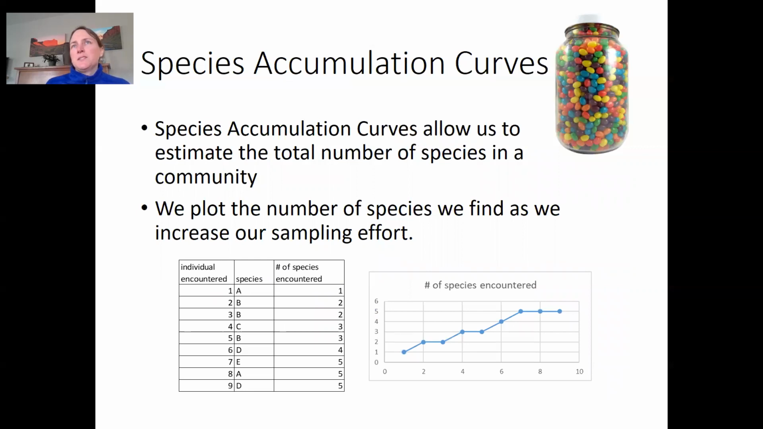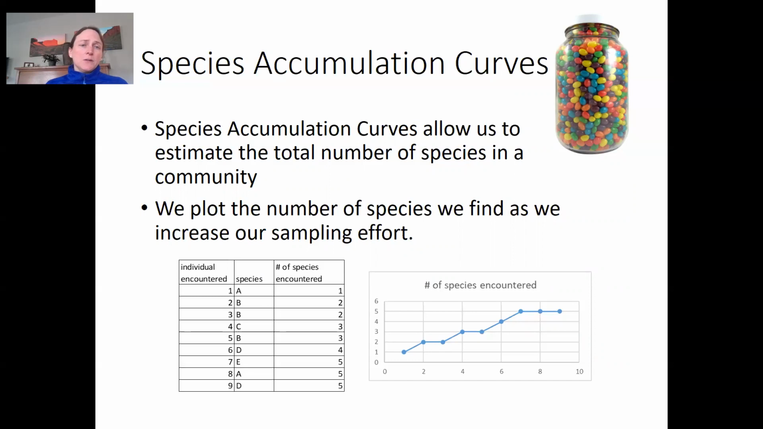So what we can use are called species accumulation curves to estimate the total number of species in a community. We plot the number of species we find as we increase our sampling effort. So for example, you see a table here with just the individuals encountered in order from 1 through 9. The first individual I encountered is from species A, and I saw one of them. Then the second individual I encountered was species B, and I saw one of them too. The third column tells you how many species you've encountered. I saw species A, great. I saw species B, now I'm up to 2 species encountered.